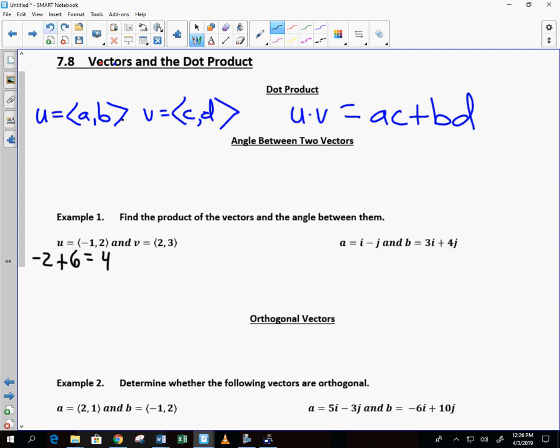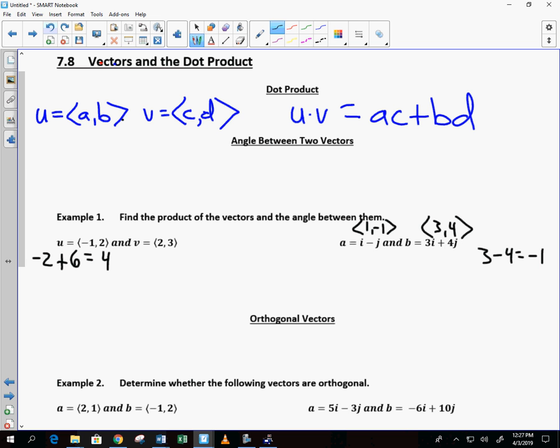We all clear? So this vector here, i minus j, is 1, negative 1, and this vector here is 3, 4. Okay, it's just written in ij form, as your book has it. So what I would like you to do is quick find the dot product of those vectors. Go. I've got negative one. We all good?